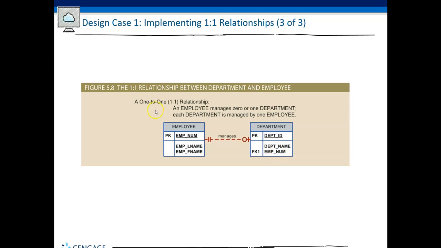This is also showing that a department will have one and only one manager, and a department has to have a manager. You don't have a department that nobody's managing. That's what the 2 lines mean. But an employee may or may not manage a department. Obviously you don't want too many cooks in the kitchen. So that's what the optional means. An employee manages 0 or 1 department.